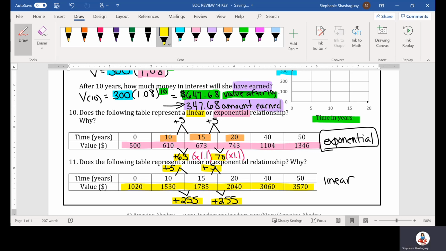When you're looking at a table, make sure that you are looking at your x values change compared to your y values change, because they won't always give you the constant change in both x and y.